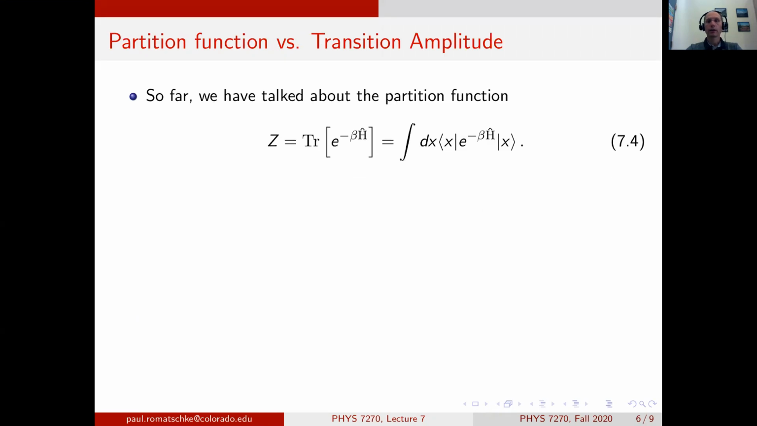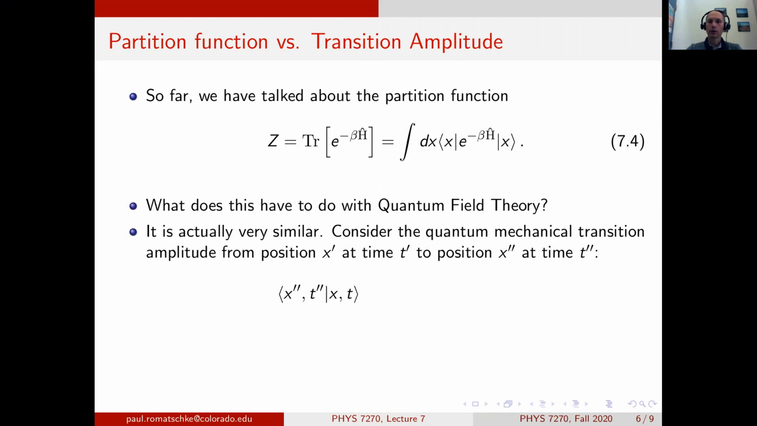So far, we've talked a lot about the partition function that, to some of you at least, will seem to be more a concept in statistical mechanics than quantum field theory. However, I want to show you that this has a lot to do with quantum field theory. In particular, we want to study a quantum mechanical object, such as a transition amplitude from a position x prime at time t prime to position x double prime at t double prime. This matrix element can be written in terms of a path integral using steps that are very similar to the ones that we've used to write down the partition function.